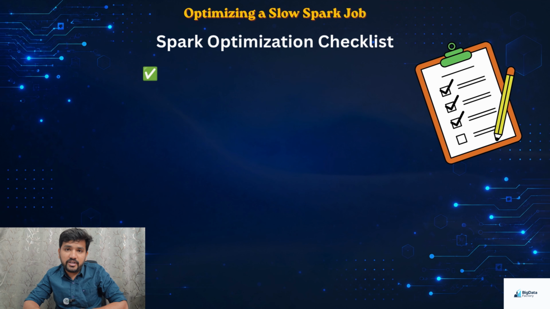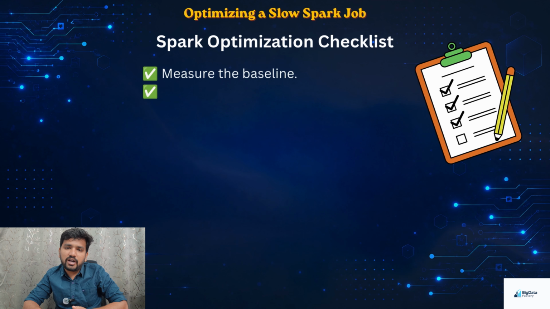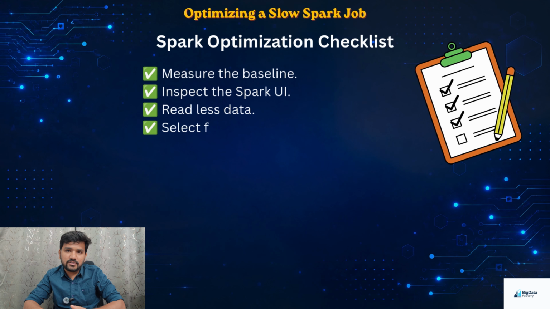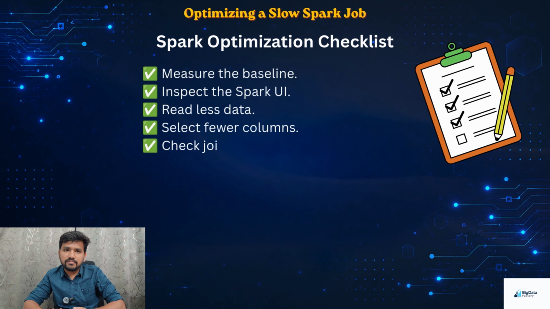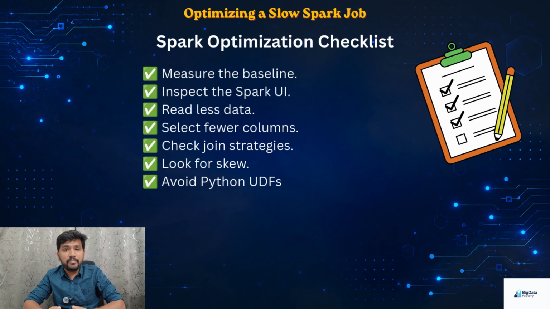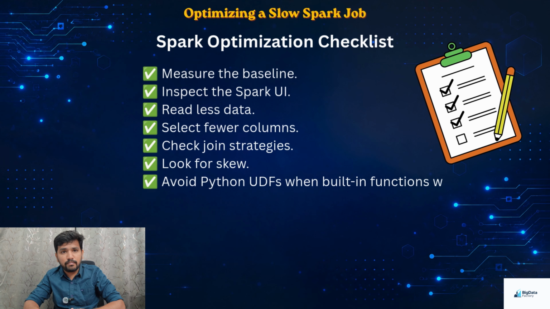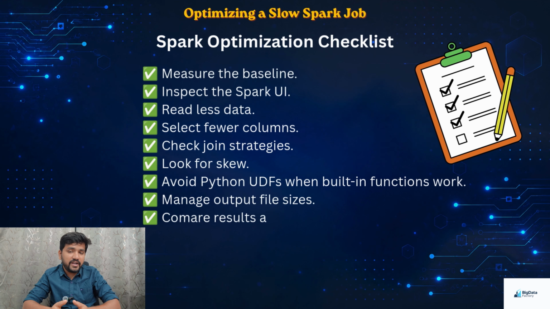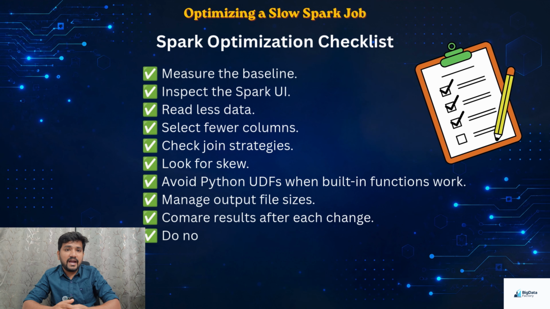So here is the Spark optimization checklist. First, measure the baseline. Second, inspect the Spark UI. Third, read less data. Fourth, select fewer columns. Fifth, check join strategies. Sixth, look for skew. Seventh, avoid Python UDFs when built-in Spark SQL functions are available. Eighth, manage output file sizes. Ninth, compare results after each change. And tenth, do not optimize blindly.